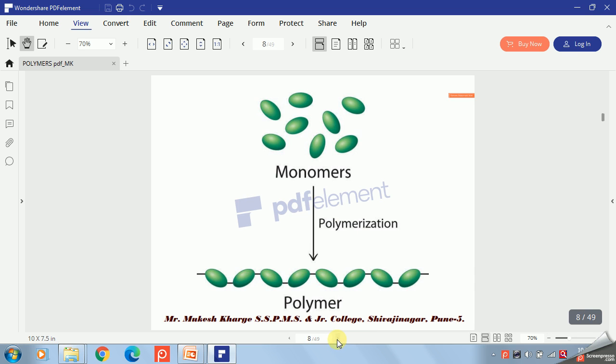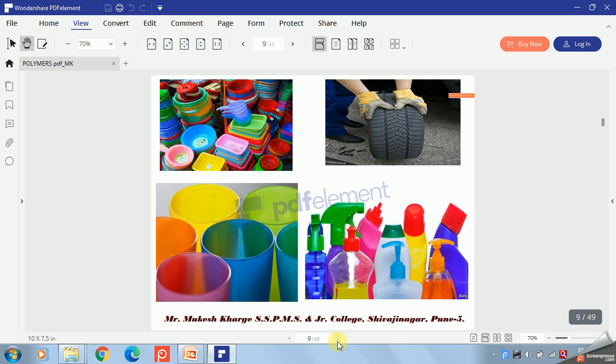Now next is, if you observe this diagram, monomers means small units and they link together to form a long chain type of structure, then that is nothing but polymer. The process is polymerization. Now these are some examples of different polymers which are used in our day-to-day life.